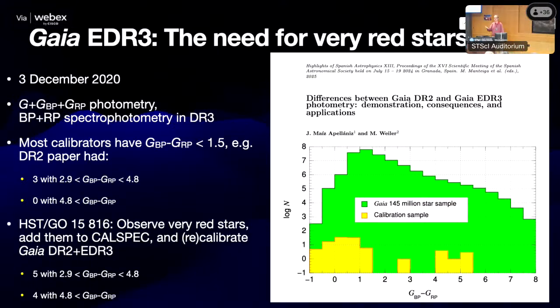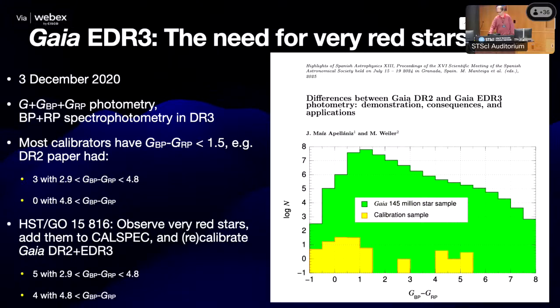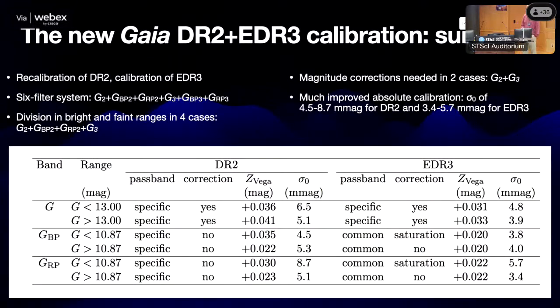Most of them are extinguished red clump stars, which are very photometrically stable. Using that, we were able to reconstruct the passbands for both DR2 and DR3. And this is the big summary of what we found. Not only did we do EDR3, but we did DR2 again, because now we have better calibrators.